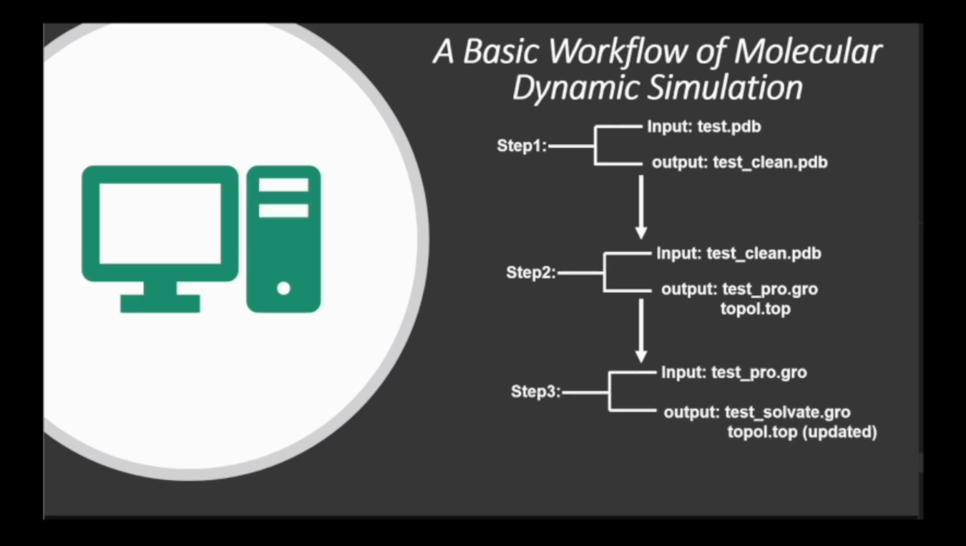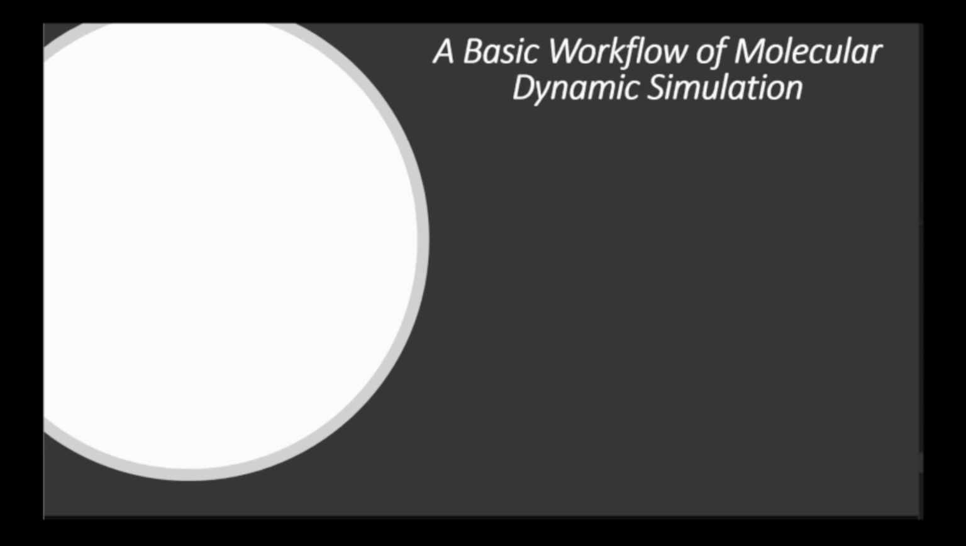In step number 3, we are going to solvate. After preparation of the topology file, now we are going to solvate our system. To solvate our system, we will use the GRO file that is created in step number 2, and we will take it as an input. Then in the solvation step, we will get another GRO file, and that will be the solvate file where the solvation has been done. And the topol.top file, which is a topology file, will be updated. The topol.top file will not be created again in this step, but the previous topol.top file will be updated.